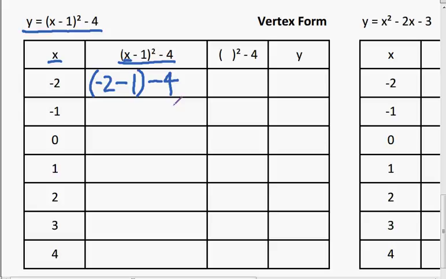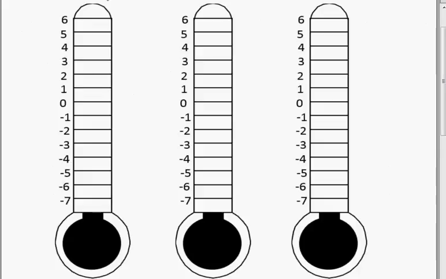So I have (-2 - 1) squared, I have to square it, and then I do -4. So first of all, parentheses, I do PEMDAS, parentheses first, -2 minus 1. So I go to my thermometers. I'm at -2, and I subtract 1. -2 minus 1 is -3.